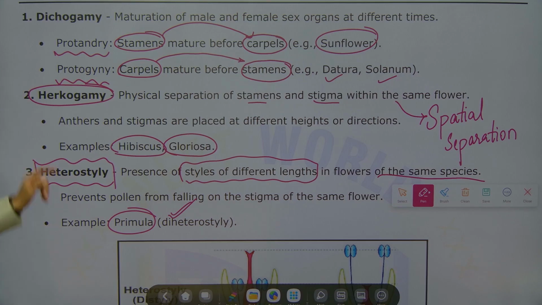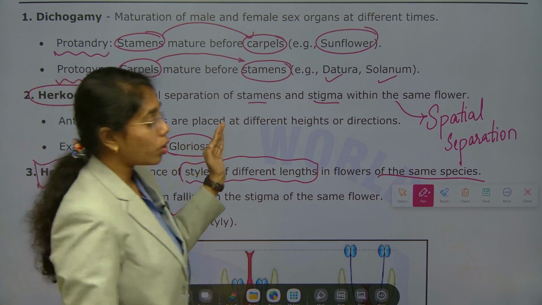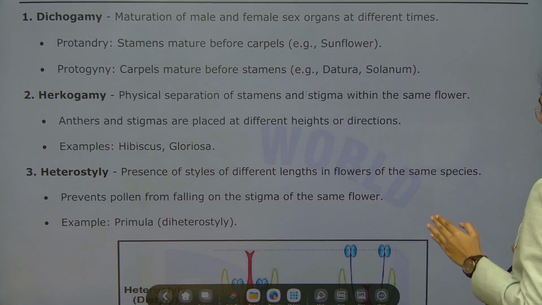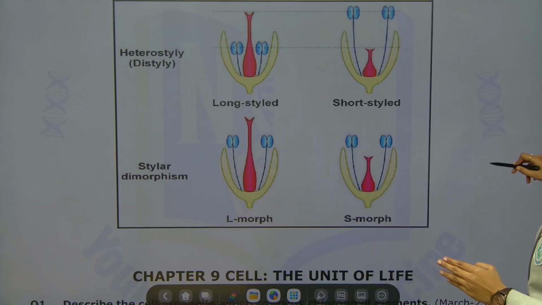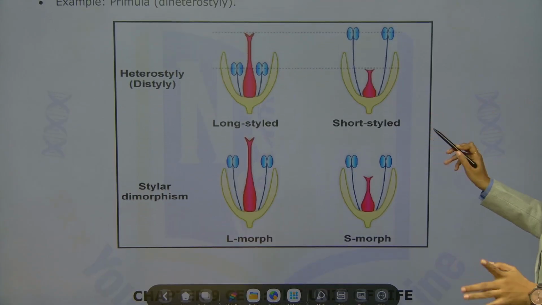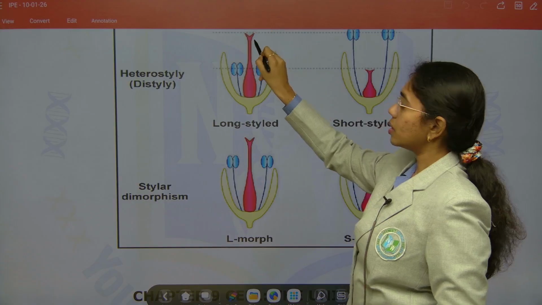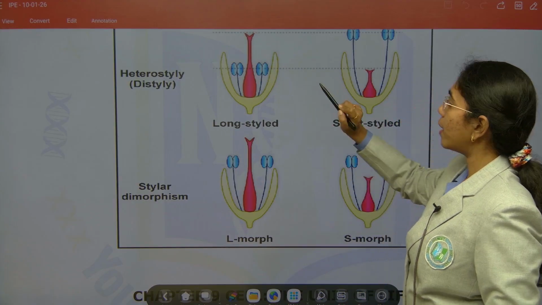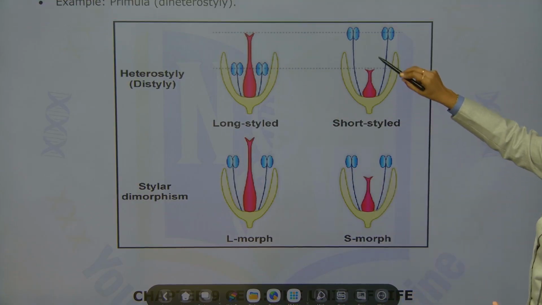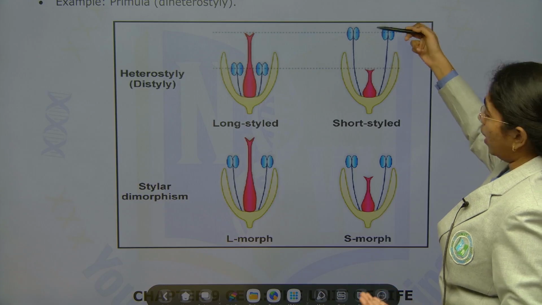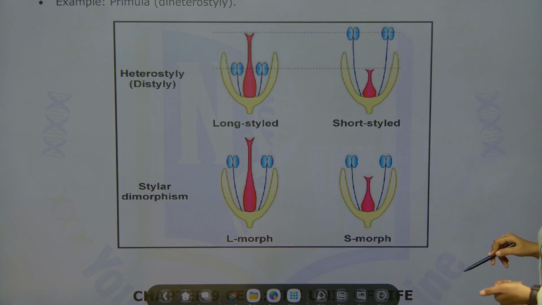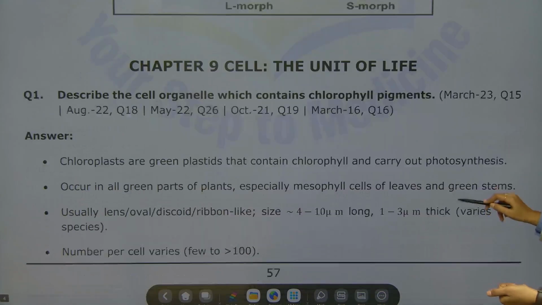So here we have dichogamy, hercogamy and heterostyle. Clear? Remember it with examples and don't forget to draw the diagrams for this, very important. For heterostyle especially mention, like see, at one position the gynoecium is taller than the androecium. On the other hand, the anther is taller than the gynoecium. Okay, fine, right. Next you look into the next chapter.